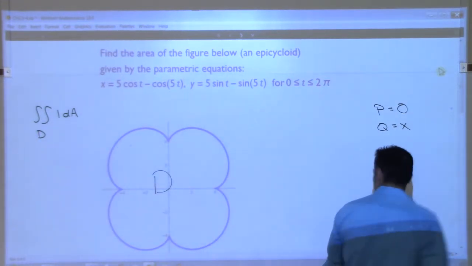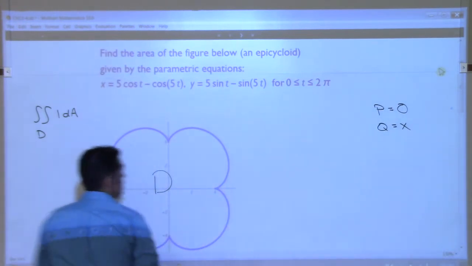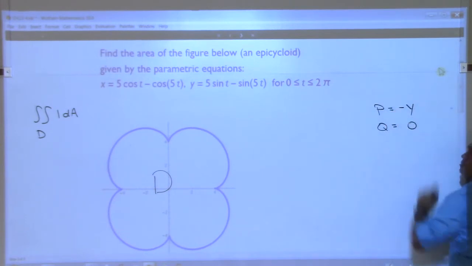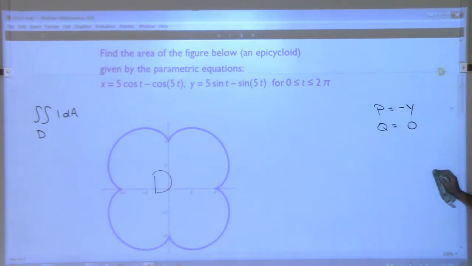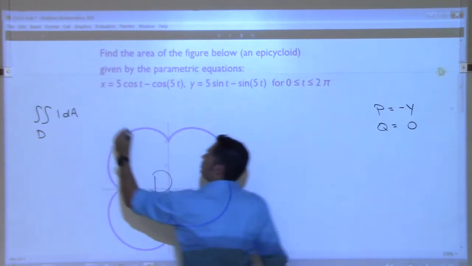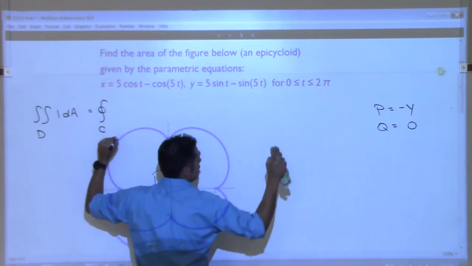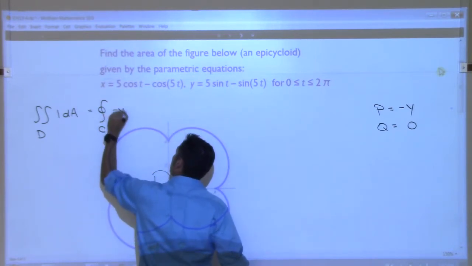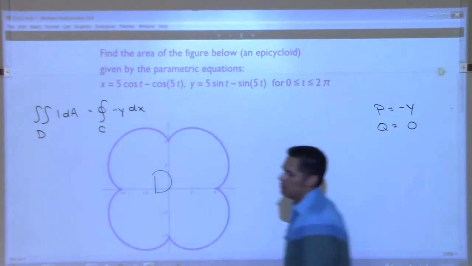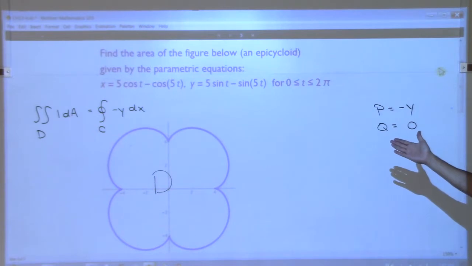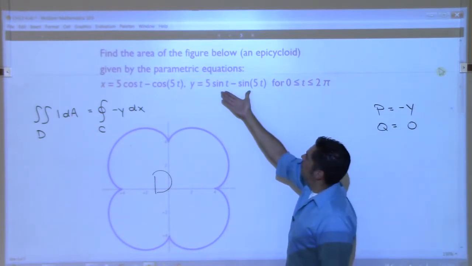P is negative y, and Q is 0. So let's try that one instead. So this will be negative y, and this one is 0. So we're just trying the second method to see what happens. So that means this double integral becomes a line integral over the closed curve C of negative y dx, right? Okay? Now the great news is y is already defined, right? We know what y is.